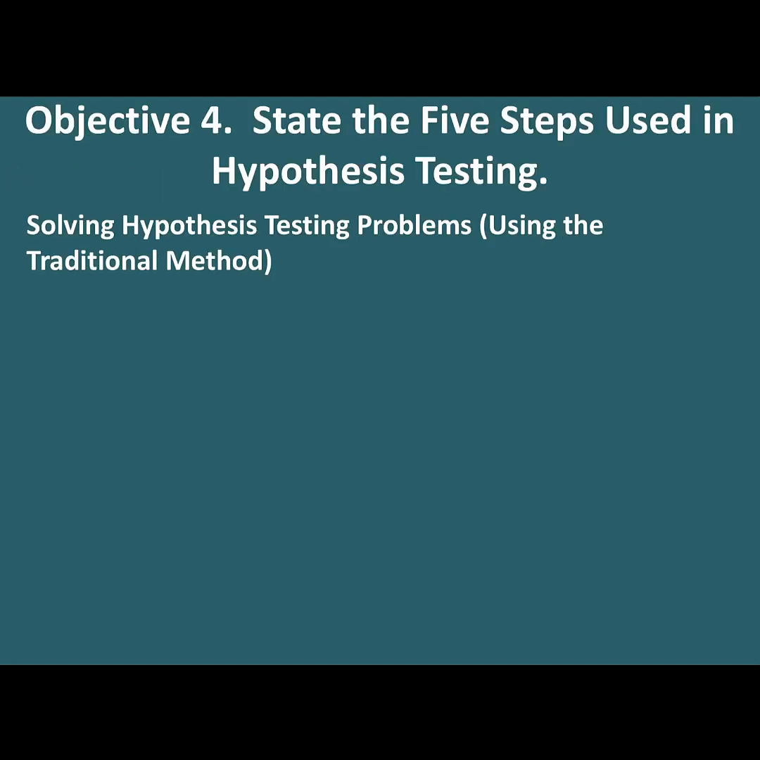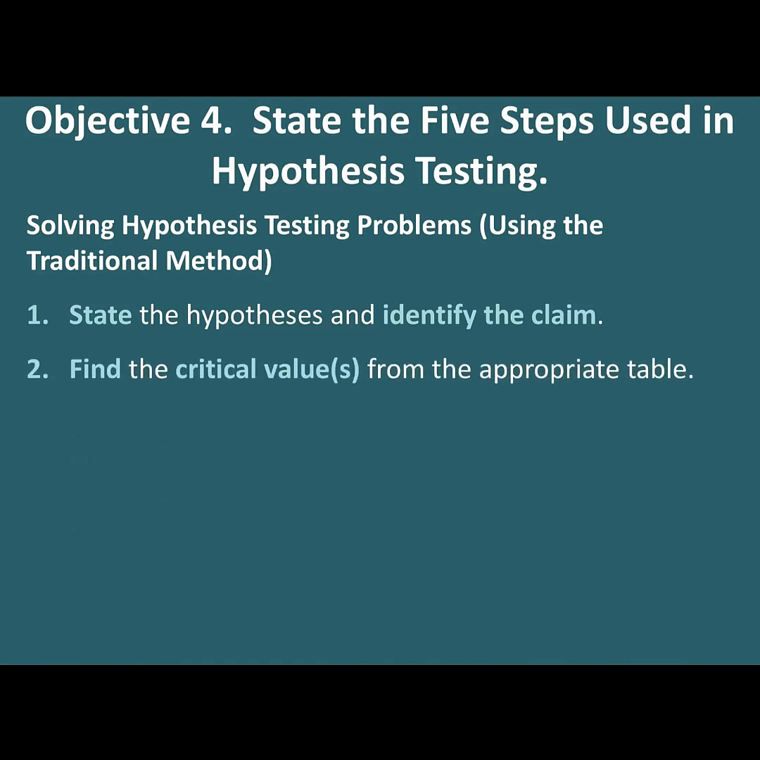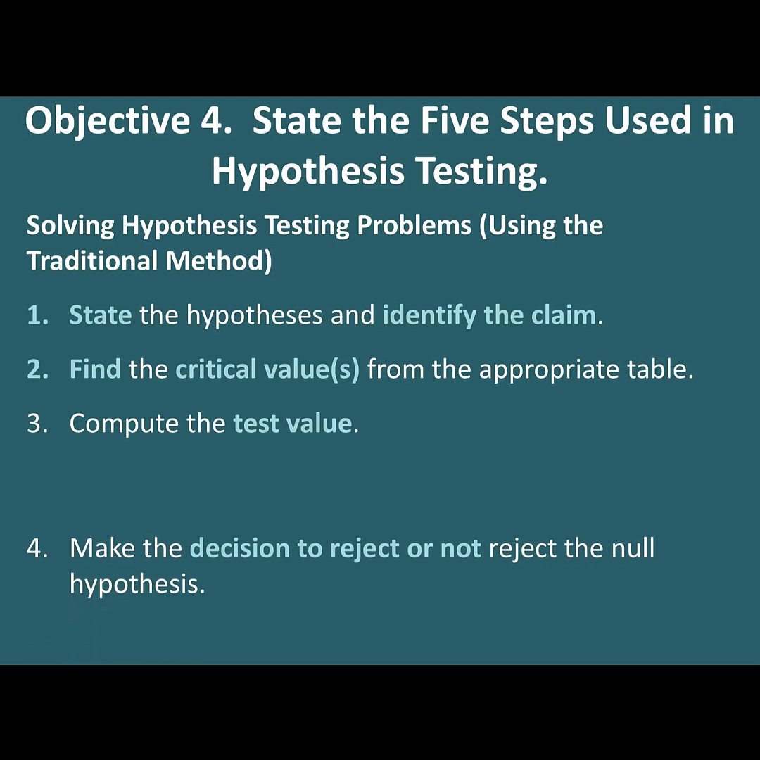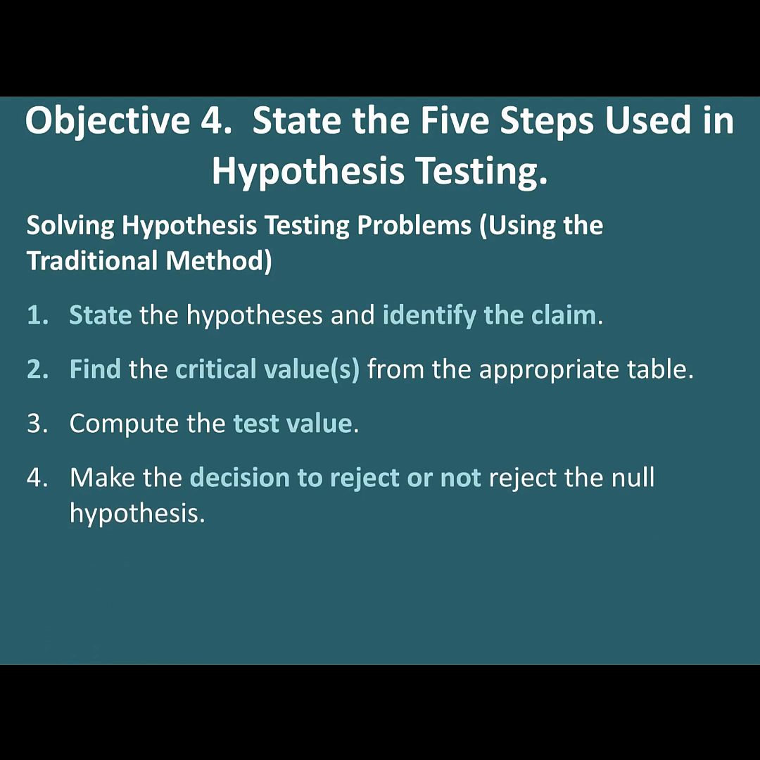Now let's take a look at the steps for solving hypothesis testing problems using the traditional method. First step starts in a similar fashion. State the hypotheses and identify the claim. Next, find the critical values from the appropriate table, whether it's z-test or t-test or whatnot. 3, compute the test value. 4, make the decision to reject or not reject the null hypothesis. And 5, summarize the results.